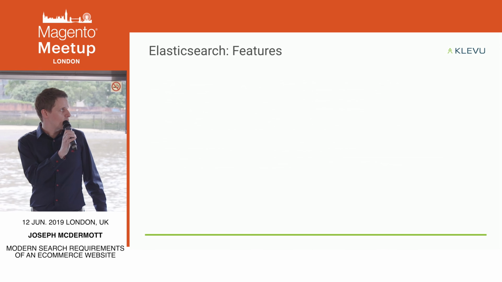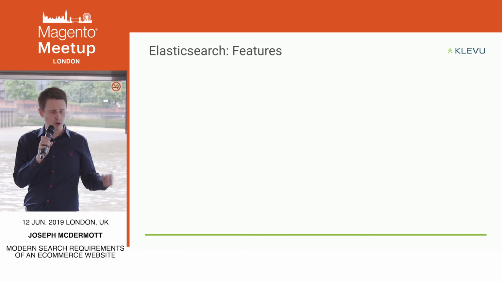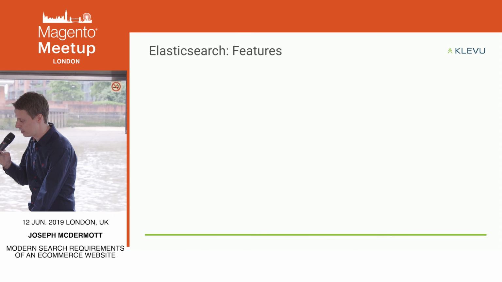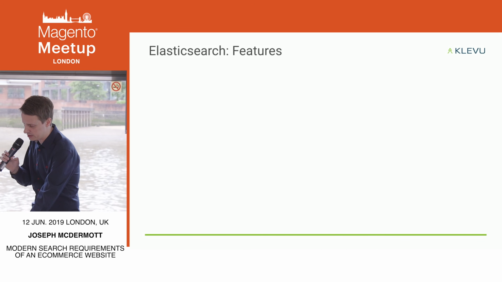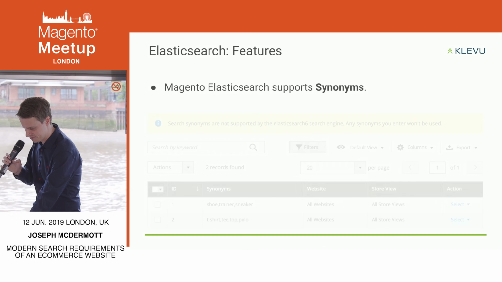Okay, so I'm going to start talking about, I'm only going to look at the relevancy of Elasticsearch, but I want to introduce 2 features that Magento supports in order to do so. The first feature that Elasticsearch has with the Magento implementation is synonyms.